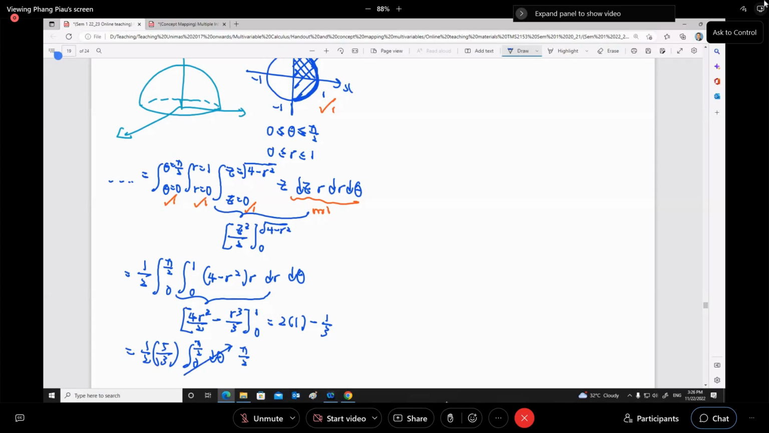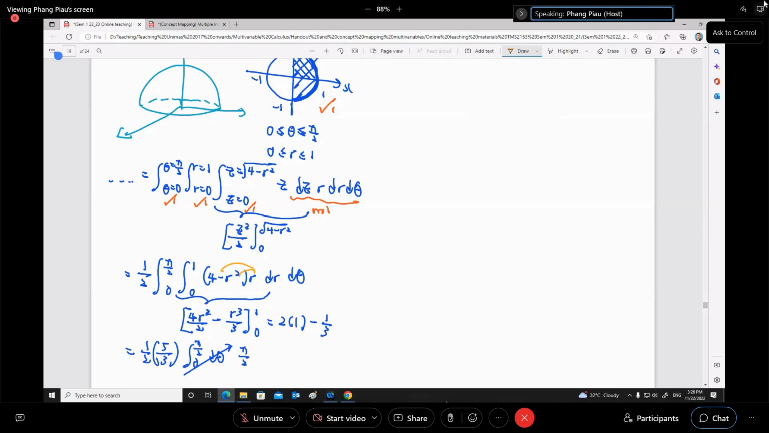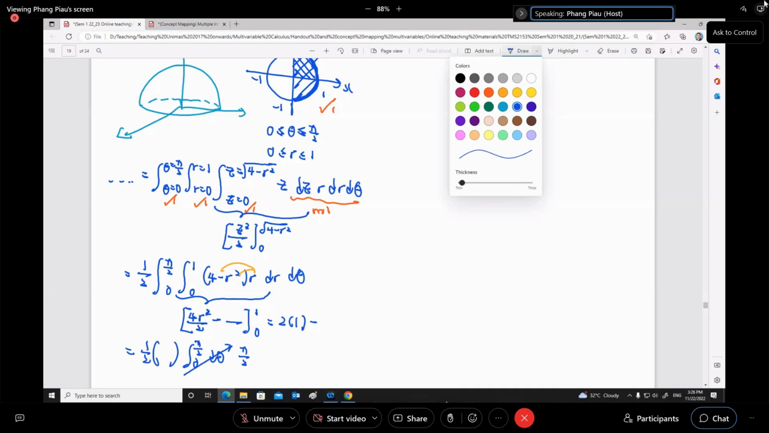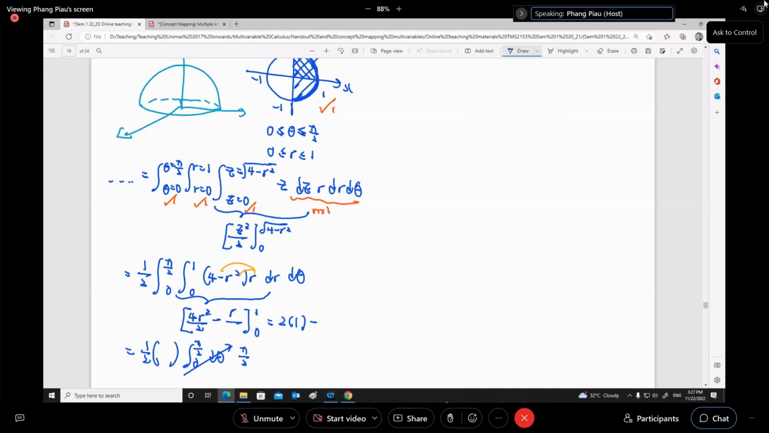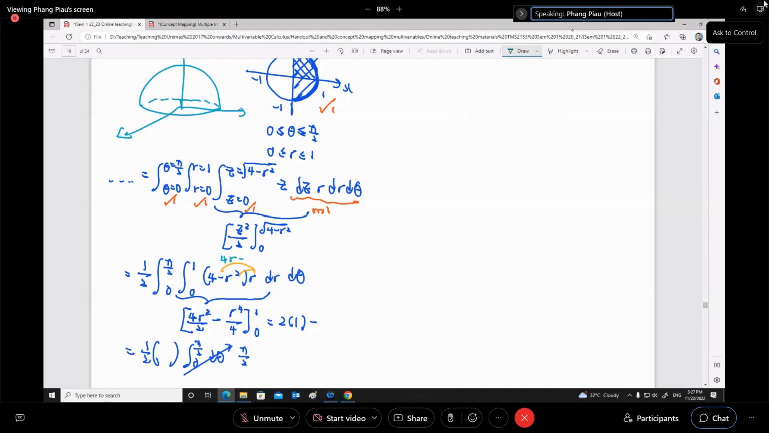Oh, very bad. I forgot to multiply this in, so I think I made a mistake here. You have to multiply. So this is not power 3, it should be power 4 now. I made a mistake here, so no wonder I can't arrive at that answer. It is power 4. Just now I skipped one step, so I made a mistake. I should put it here and it becomes 4r minus r power 3, then I integrate. Just now I tried to skip this one and I made a mistake.